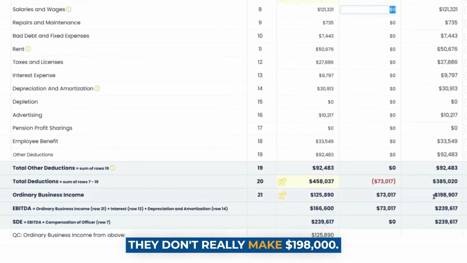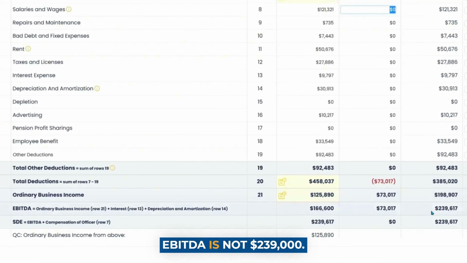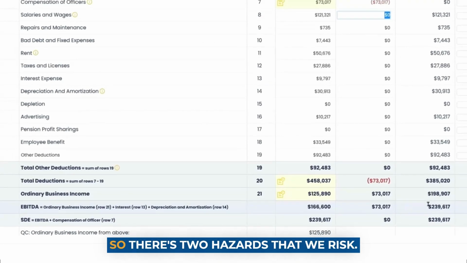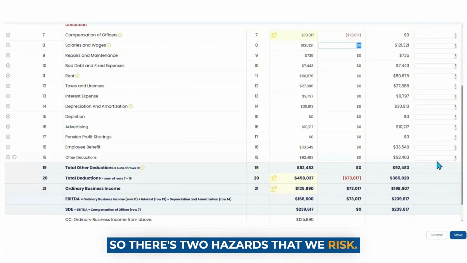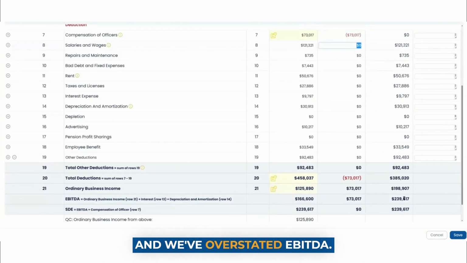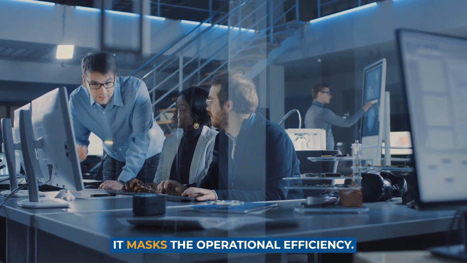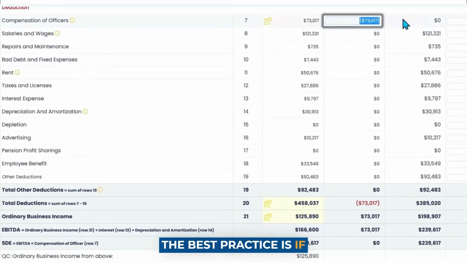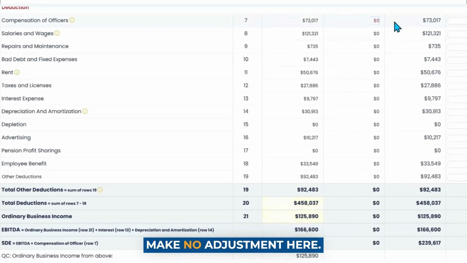They don't really make $198,000. EBITDA is not $239,000. It's only $166,000. Seller discretionary earnings is in fact $239,000. Any value that we assign based on EBITDA will also be overstated. So there's two hazards that we risk. One, we've overstated the performance of the company, and we've overstated EBITDA. It masks the operational efficiency. The best practice is, if this is at market rate, make no adjustment here.